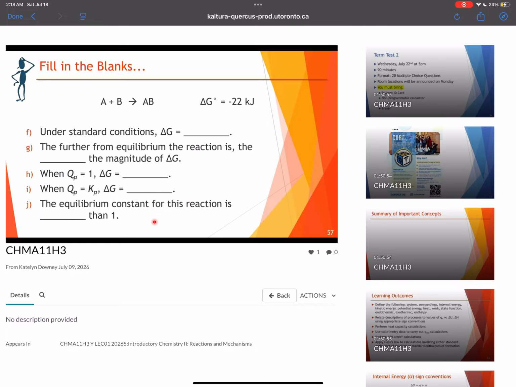Okay, a few more. Under standard conditions, what is delta G equal to? I'll let you think about this one while I write something on the board.